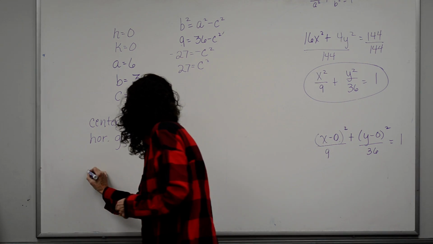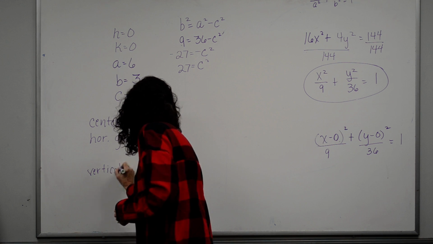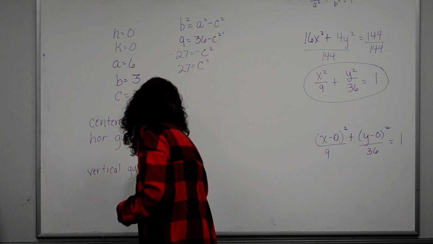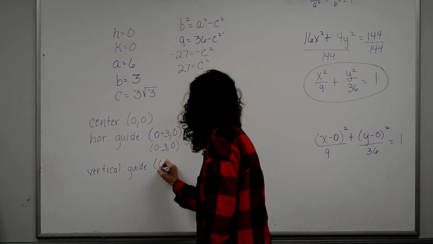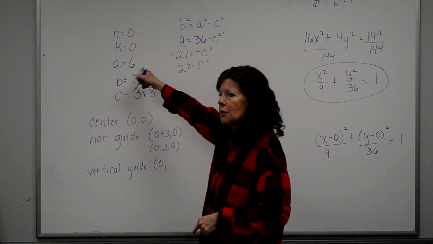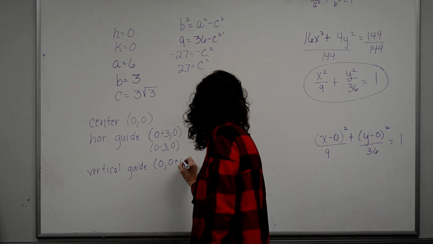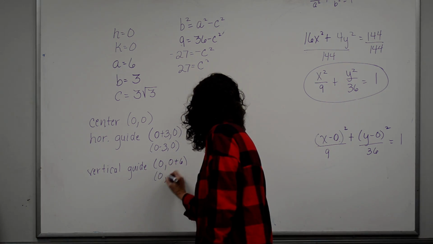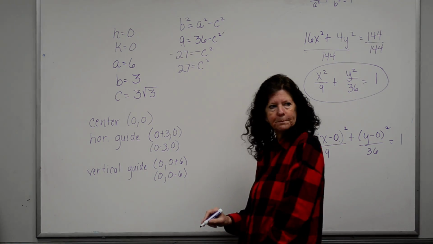Okay, vertical guide. I'm going to tell you, graphing it is easier than writing this stuff. For the vertical guide, you go 0, and now I'm going to add the a to the y value. So I have 0 plus 6, and 0 minus 6. So far so good?